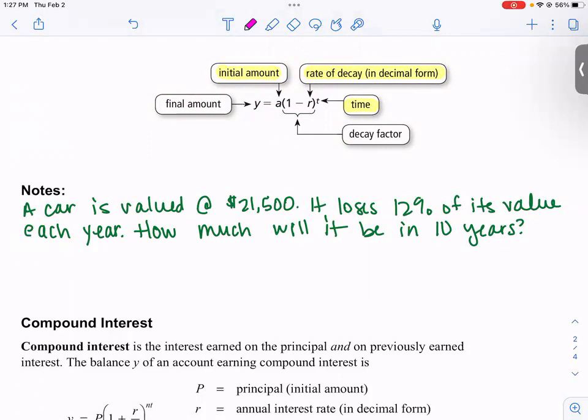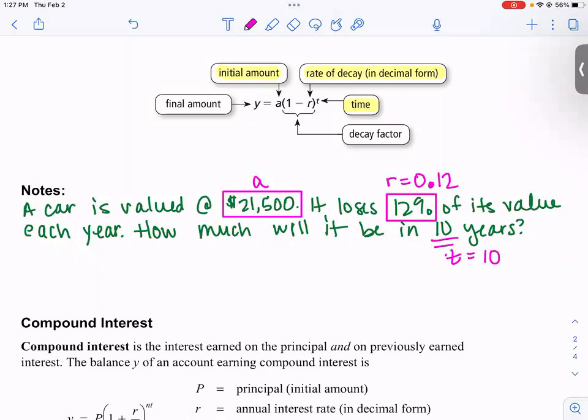Okay. So 21,500. That is our initial amount A. Okay. 12% is our rate, but are we using 12? No. 0.12. It's a percent. And then T is 10.